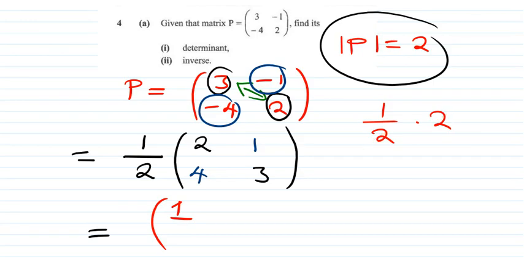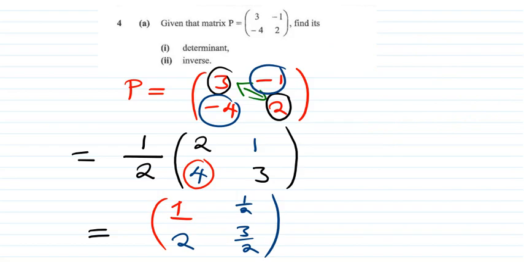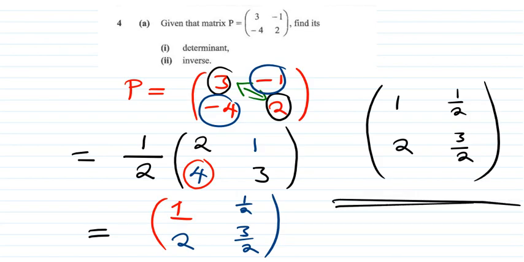And then if you multiply by the 4, you're going to end up with a 2 when you divide 2 into 4. If you put a 3 there, you're going to end up with 3 over 2. If you put a 1 there, you're going to end up with just a half, so 1 over 2. So basically what we have as our inverse for this question is 1, 2, 1 over 2, 3 over 2. Okay, so that's how you handle this question.